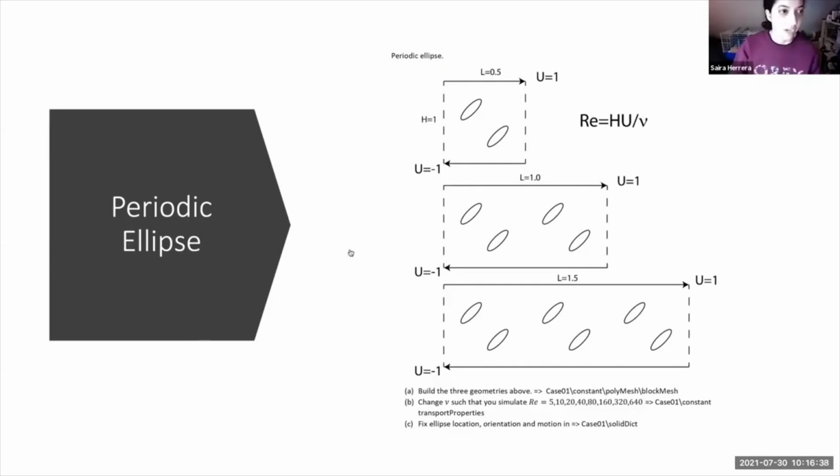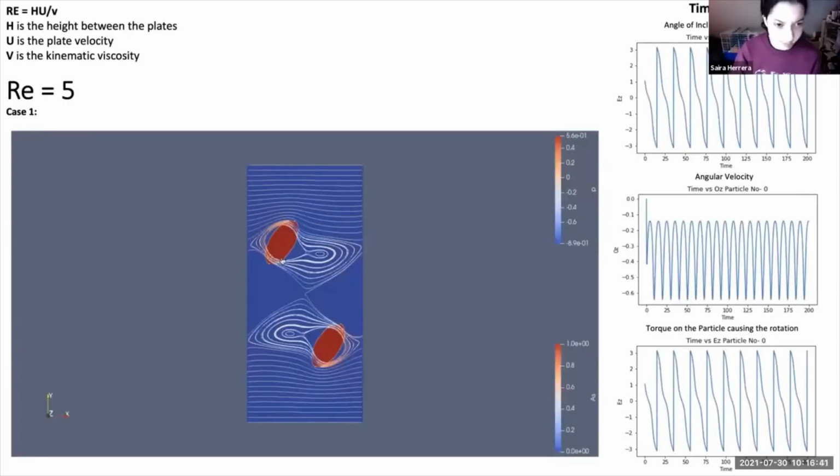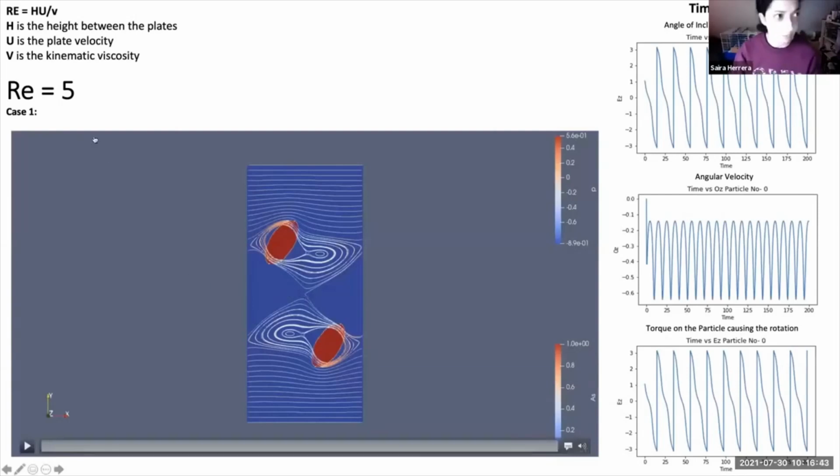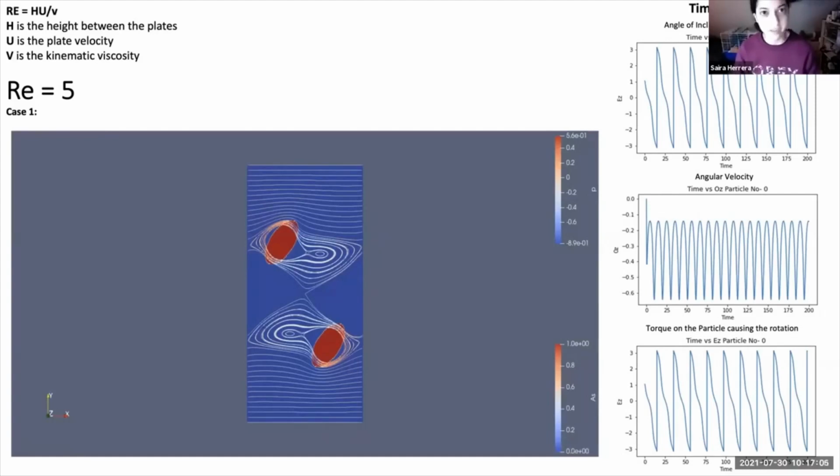So over here we have case 1. This red over here represents the particle and the blue represents the fluid. And as you guys can remember from the previous slide, the Reynolds number is just h times u over v, where h is the height between the plates, u is the plate velocity, and v is the kinematic viscosity. So to understand what Reynolds number even is, let's take, for example, honey and oil. Honey and oil have a very high kinematic viscosity number, which translates into a low Reynolds number, where water has a very low kinematic viscosity value, which translates into a high Reynolds number.